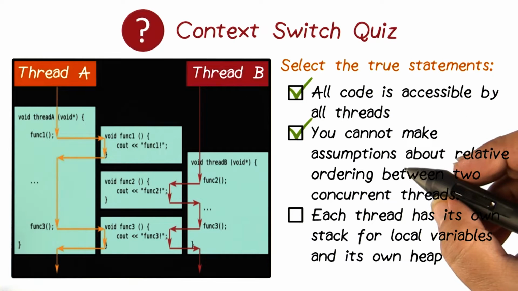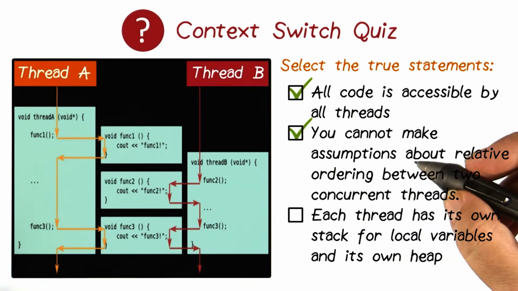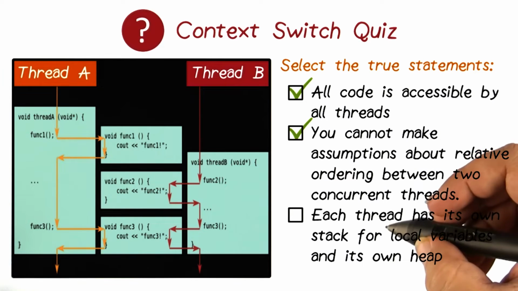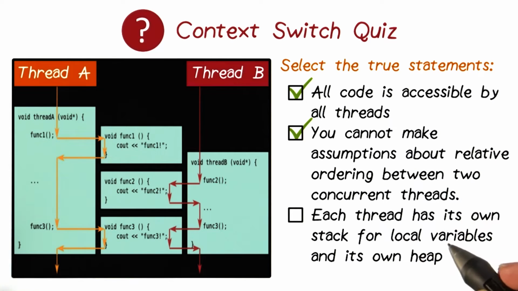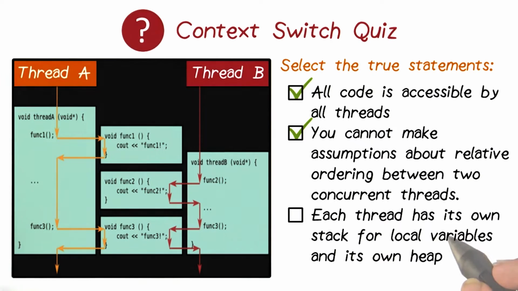And the third statement is each thread has its own stack for local variables and its own heap. That is not true. The thread typically has its local variables on its stack, but the heap is typically shared.